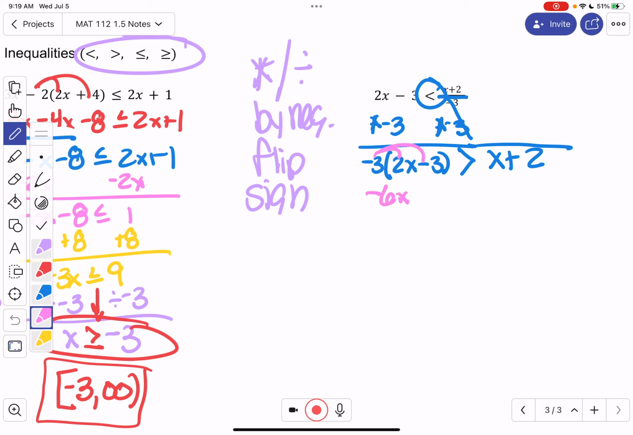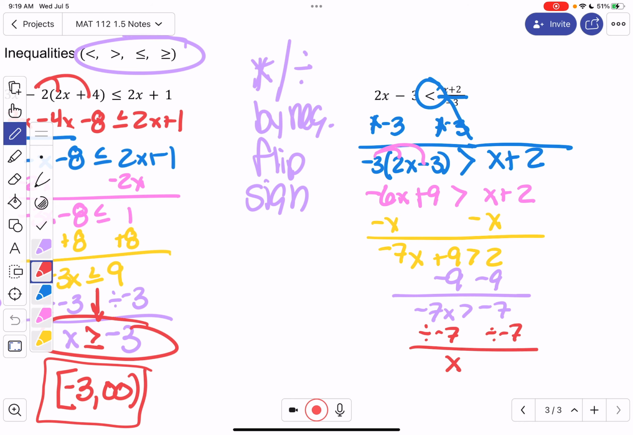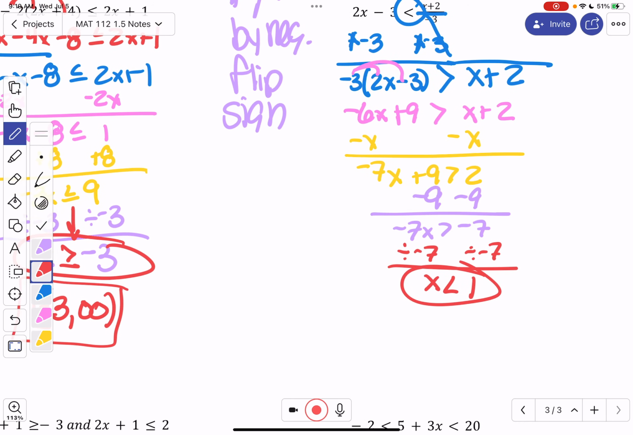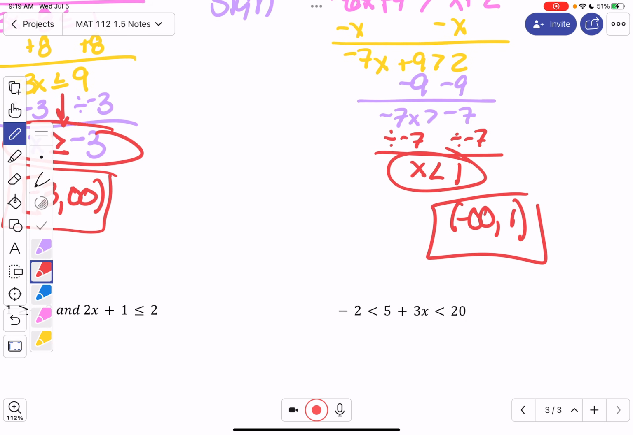Distribute to get rid of the parentheses. Bring the x over so it's on one side. Bring the 9 over so the numbers are alone. Divide by -7. So we're going to flip that again, and we get x is less than 1, which in interval notation would be -∞ to 1. -7. Yeah, okay. So we're good there.